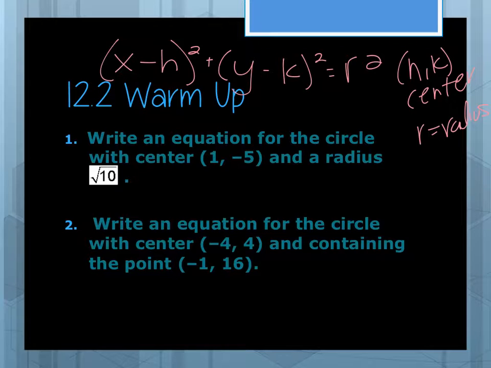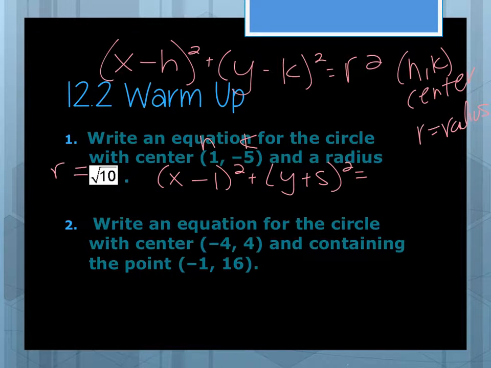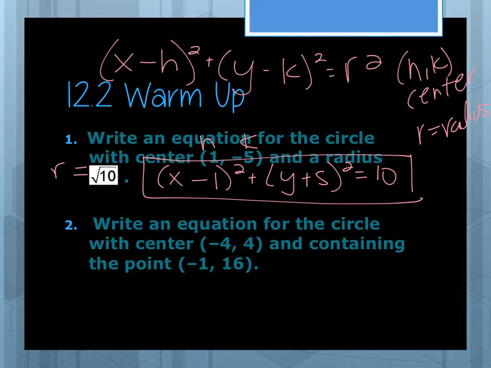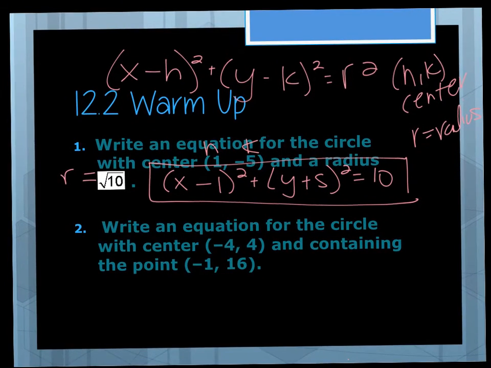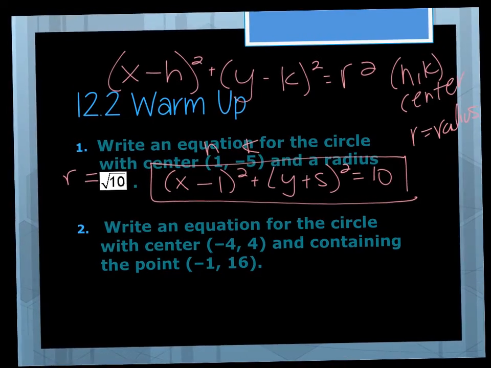So for number one, it says write the equation for a circle with a center of (1, -5) and a radius of square root 10. This is just plugging in, right? This is my h, this is my k, and this is my r. So (x minus 1) squared plus (y plus 5) squared should equal the square root of 10 squared, which is what? 10. Good. Questions on that one?